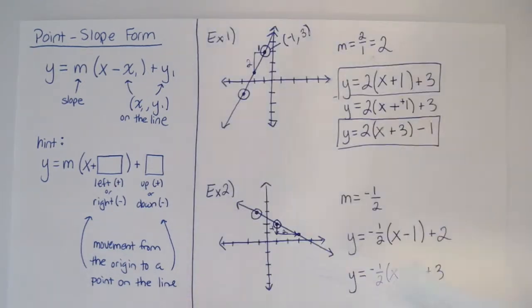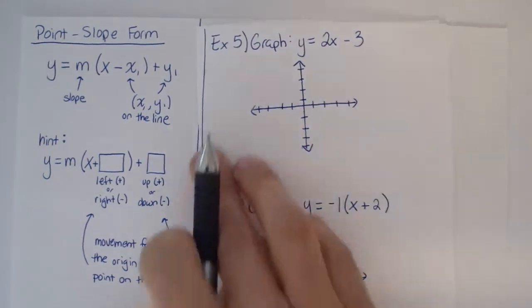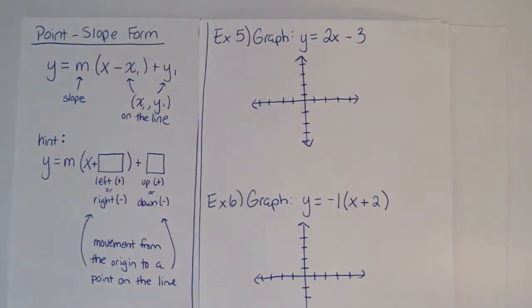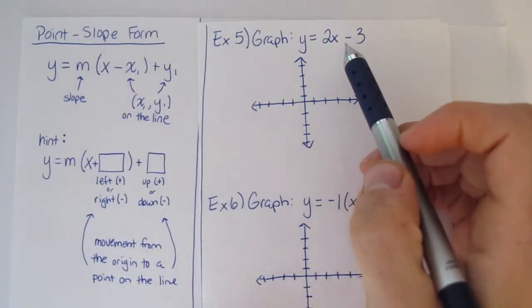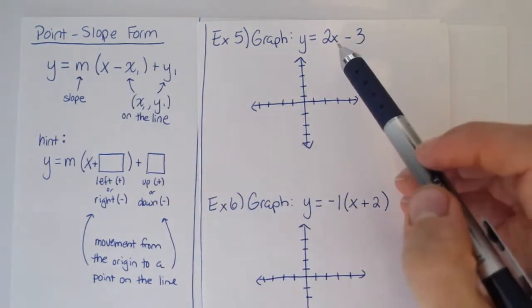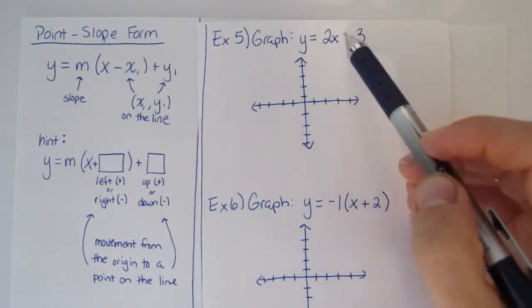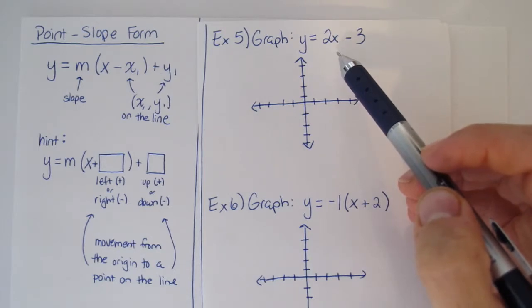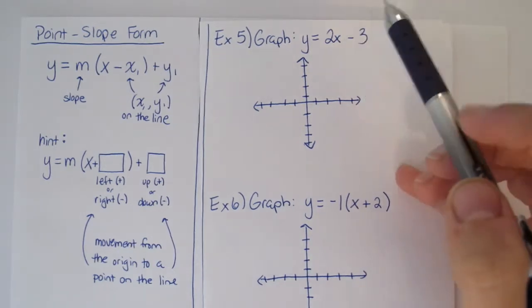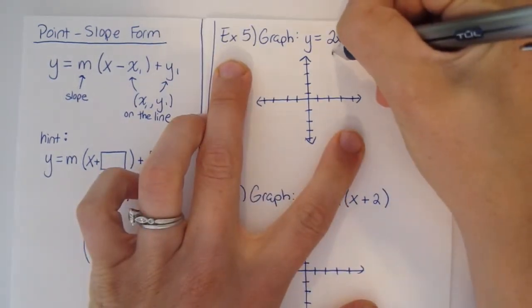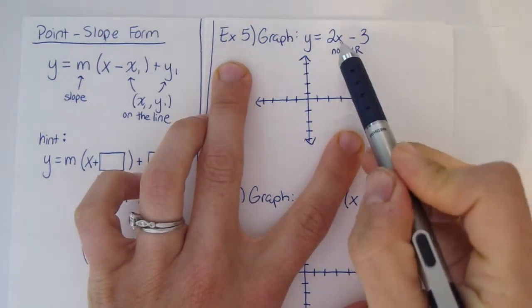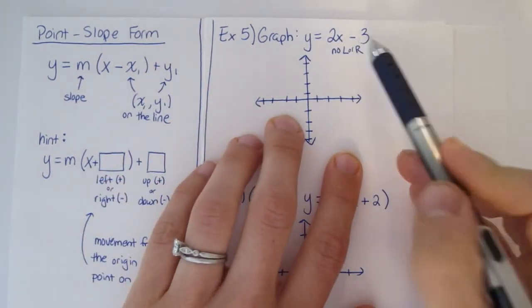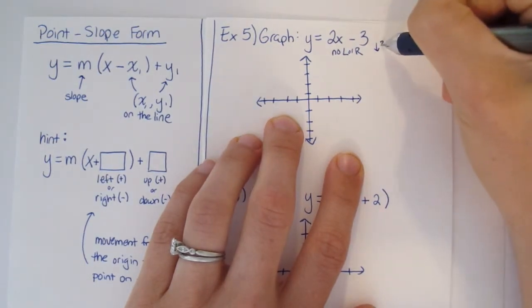Let's look at another example. So here it's y equals 2x minus 3. And I chose this example because you'll notice it doesn't look like point slope form. There are no parentheses. And if that happens, if there's nothing inside parentheses with the x, that means we are not going to move left or right. Okay, we're not moving left or right. No left or right movement because there's no number inside parentheses with the x. But the minus 3 tells us that our point is going to go down 3.